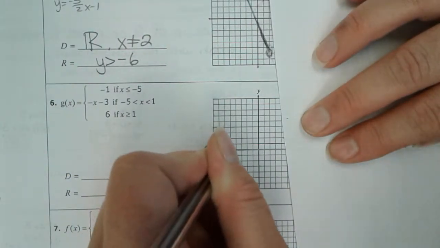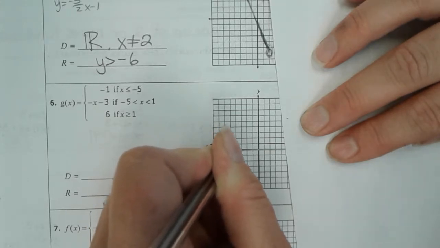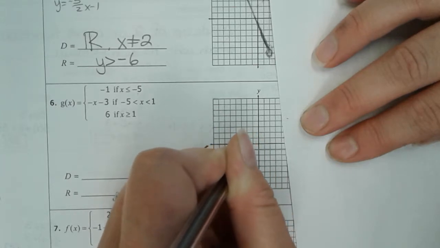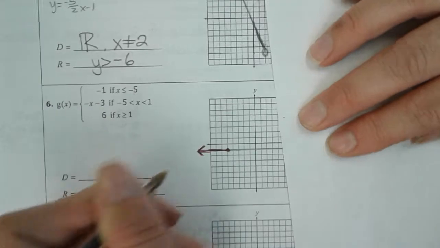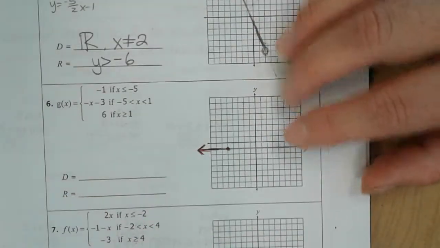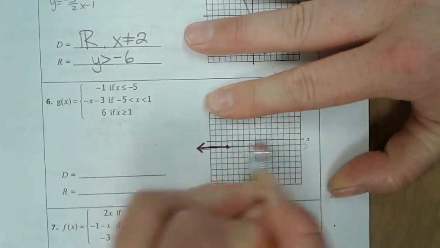And I want to keep right there at -5. But I don't want to keep the rest of this line. I only want to keep this line for everything where x is less than or equal to -5. So I erase this part.